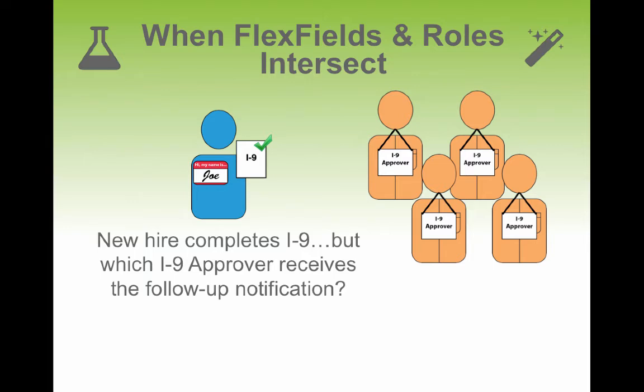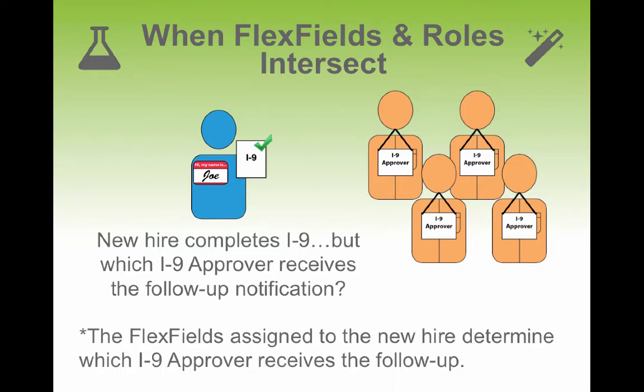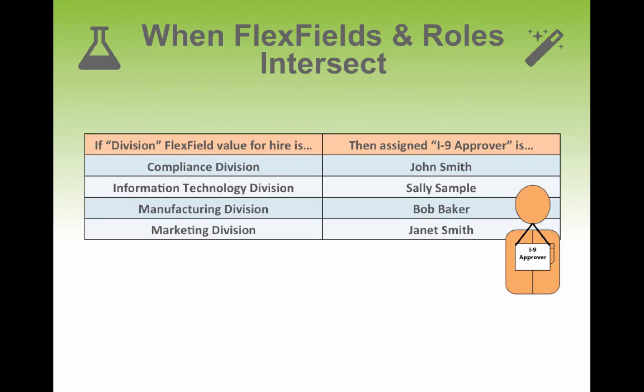The intersection of FlexFields and roles occurs in situations where you have more than one staff member performing a given type of role. For example, let's assume that you have 4 different staff members who each have the role of I-9 approver. In this scenario, the FlexField values you assign to a given new hire will then be used to determine which of the 4 I-9 approvers will be assigned that follow-up task once the new hire completes his portion of the I-9. Here's an example of how this might play out.